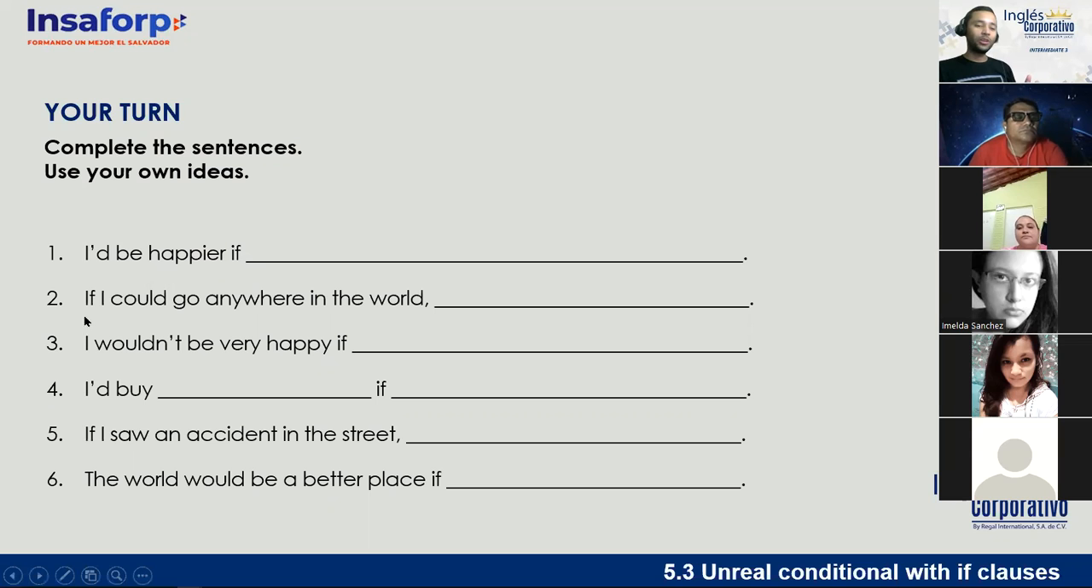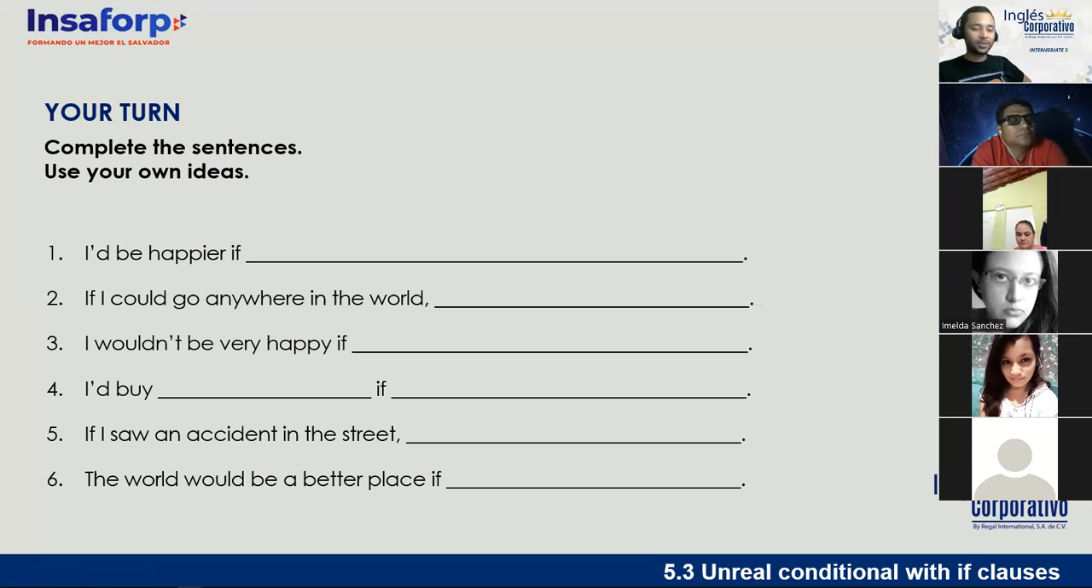Okay, what about number 2? If I could go anywhere in the world, si yo pudiera ir a cualquier lugar del mundo, ¿a dónde iría usted? Ahí me completa, ¿verdad? Number 3, I wouldn't be very happy if, ¿verdad? No sería muy feliz si no tuviera trabajo. Si no estuviera casado, bueno, alguno me va a decir que quizás sería más feliz, pero no sé. Ok, si no tuviera hijos, si viviera en la calle, no sé, lo que a usted se le ocurra. Number 4, I would buy, no sé qué es lo que usted compraría, if, no sé en qué circunstancias, ahí tendría usted que completar. If I saw an accident in the street, what would you do? ¿Qué haría usted?